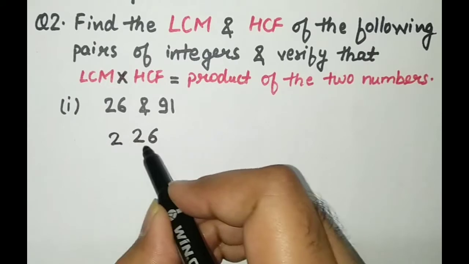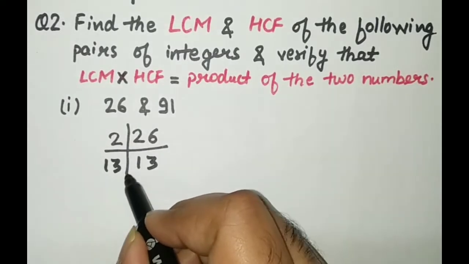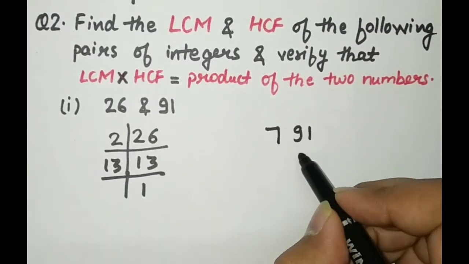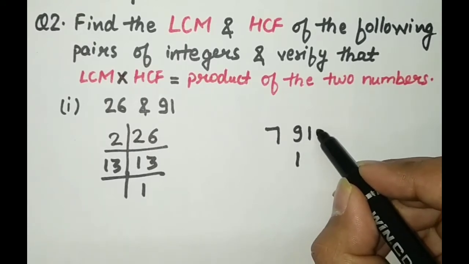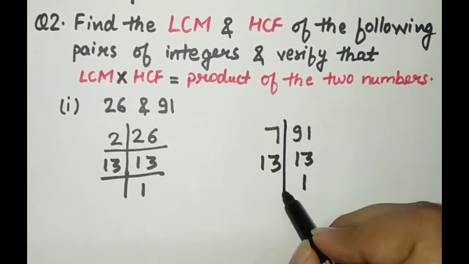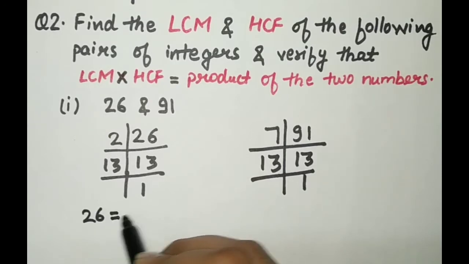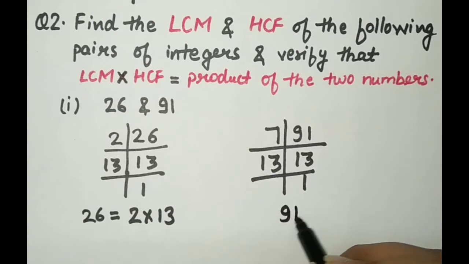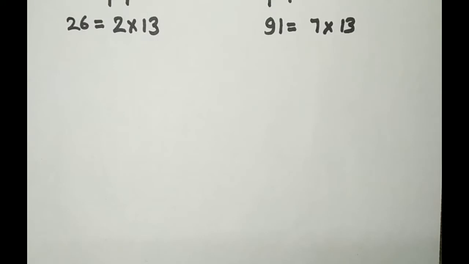26, 2 1s are 2, 2 3s are 6, 13 1s are 13. 91, 7 1s are 7. Remaining 2 will be carried over here, which will become 21. 7 3s are 21, 13 1s are 13. So prime factors of 26 are 2 into 13. Prime factors of 91 are 7 into 13.